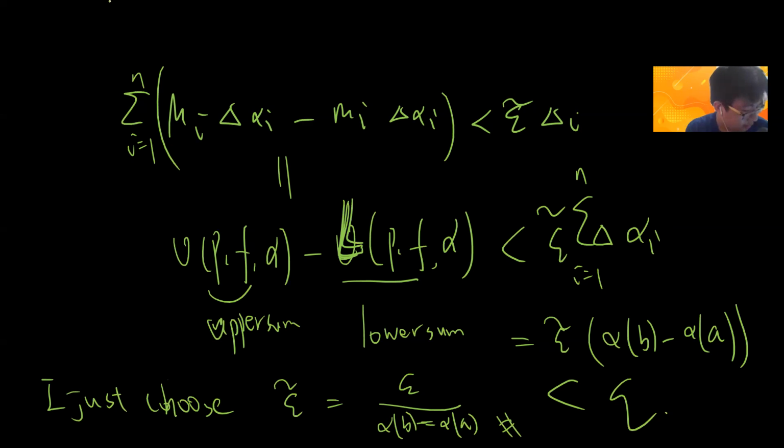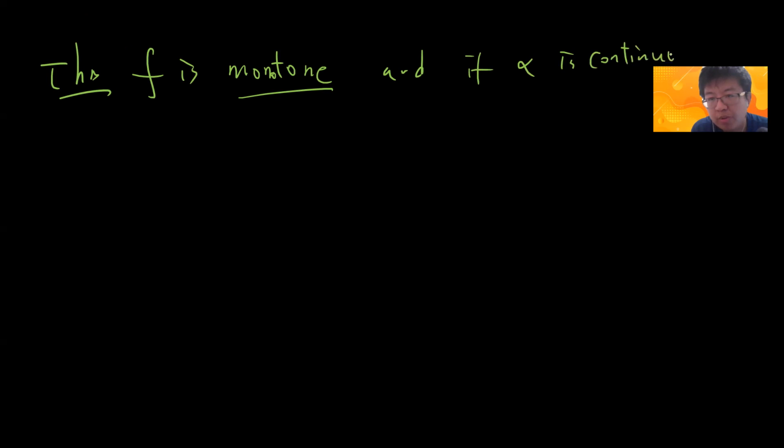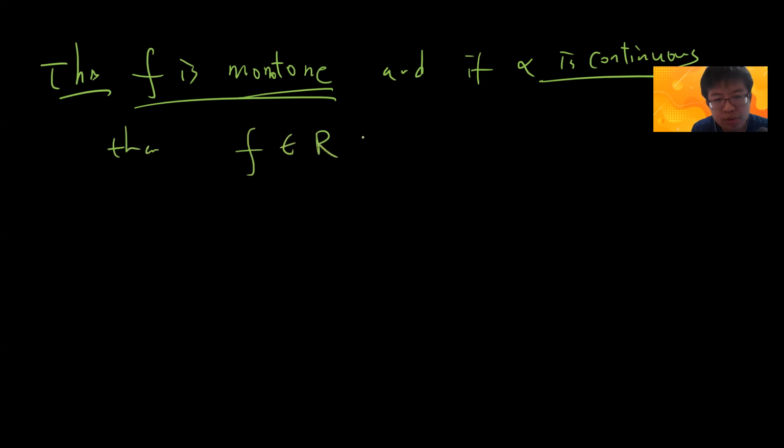Okay. Yeah, so a theorem which people also like to use: if f is monotone. Remember, we just proved that a continuous function is integrable, right? So now I want to prove that if f is monotone, plus the condition that alpha is continuous. Remember that in the previous video I didn't use that alpha is continuous, which I didn't care about, right? But in this theorem we need the property that if f is monotone and alpha is continuous, then f is still Riemann integrable with respect to alpha on [a, b]. Okay, proof.